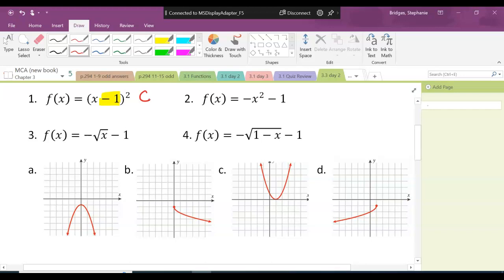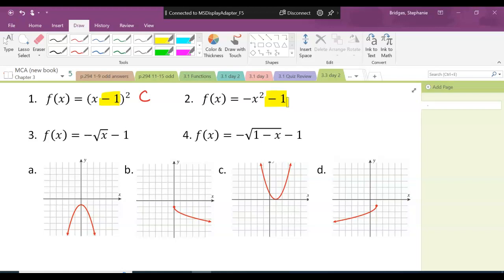Now, if I already used C, does that kind of narrow down the choices for number 2? Yeah, but let's talk about the movement. With number 2, I have a negative x squared minus 1. So let's start with that minus 1. Is that minus 1 inside or outside of my function? Outside. So that's going to move it where? Down. So imagine this purple graph shifted down 1.